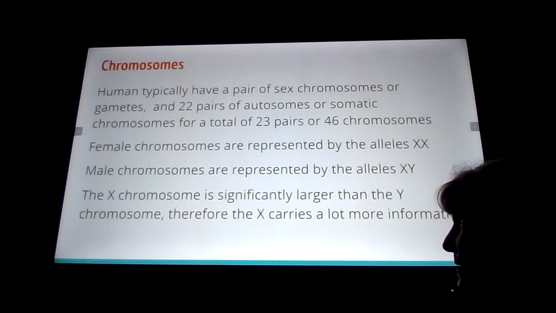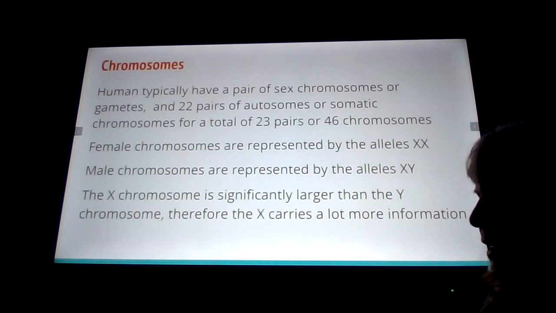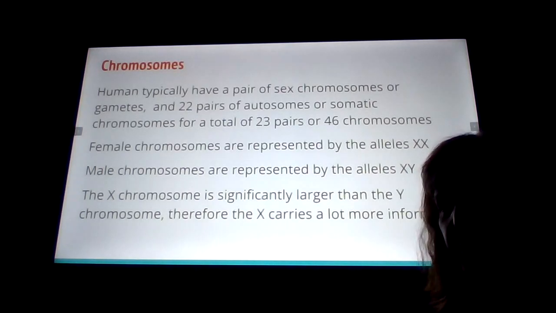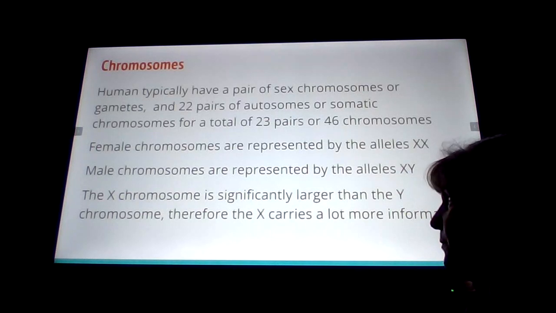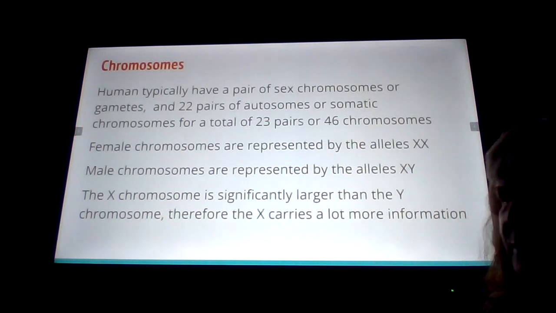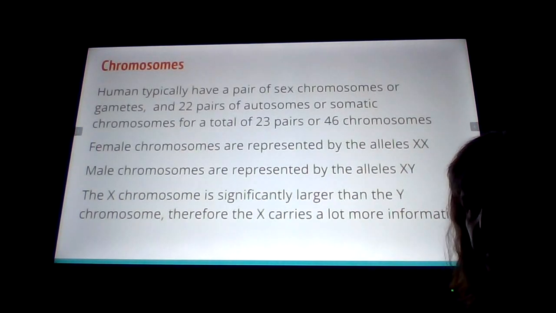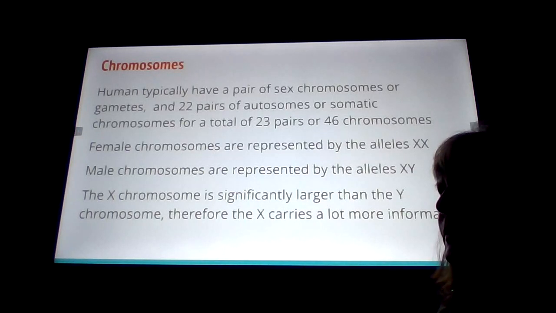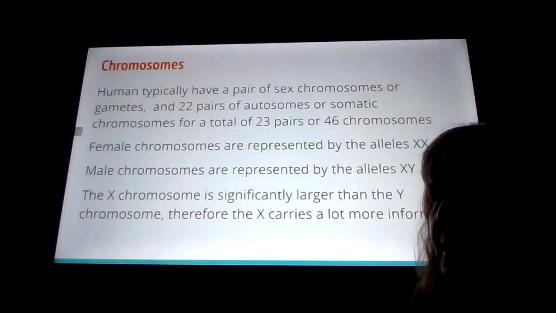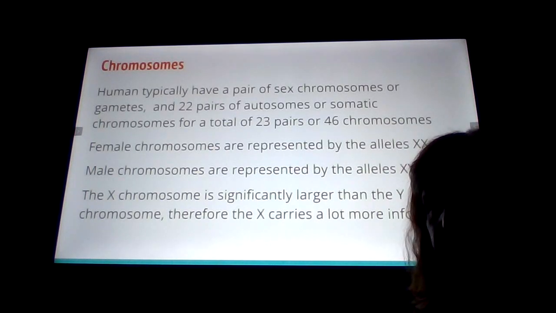The X chromosome is significantly bigger than the Y chromosome. Therefore, because it's bigger, it can put more stuff on it. It's going to carry more information than the Y will. The Y basically determines the gender. So you could be an XXXXXXY, and you're still going to be a guy. You could just be a single X, but you're still going to be a girl because you don't have a Y chromosome.